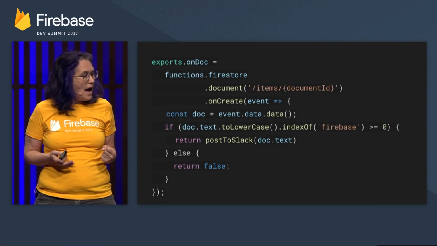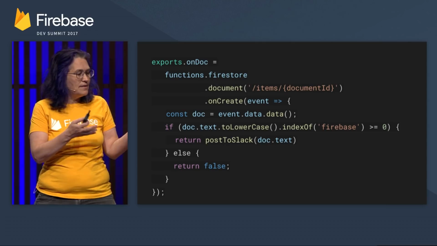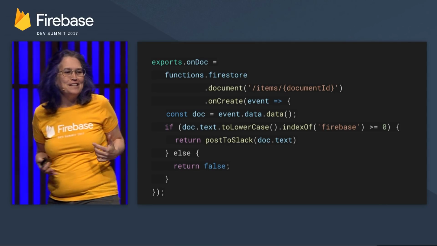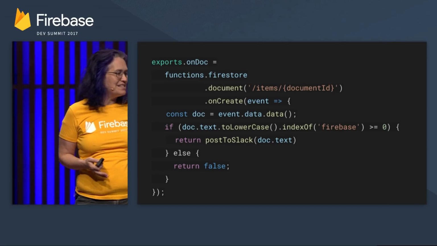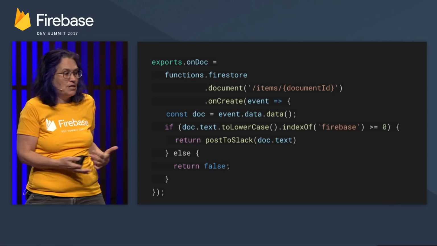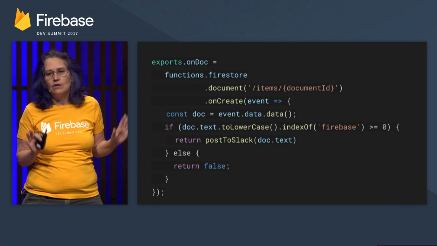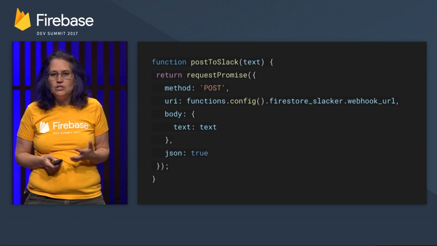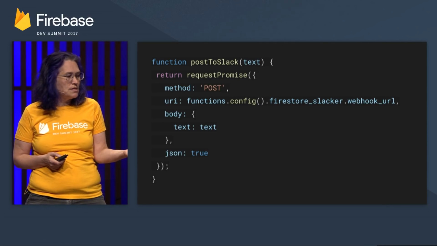I'm getting the data out of the event, and then in this case, our team is saying, oh, we want to know about all stories, all comments that mention Firebase. And so in that case, I'll call a regular JavaScript function to post to Slack or otherwise ignore it. And then just for completion, this is the JavaScript function that posts to Slack.